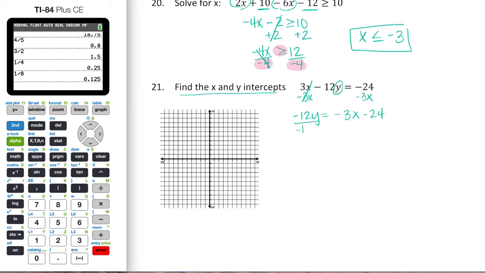To get y by itself, we're going to divide through by negative 12. So y is equal to negative 3x divided by negative 12. Negative divided by a negative is a positive. 3 divided by 12, that can be reduced to 1 over 4x. Negative 24 divided by negative 12, negative divided by a negative is a positive, and that's 2. So we are graphing 1/4 x plus 2. So our y-intercept is going to be 2.